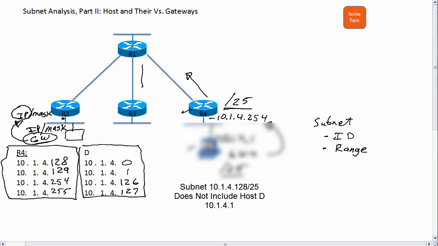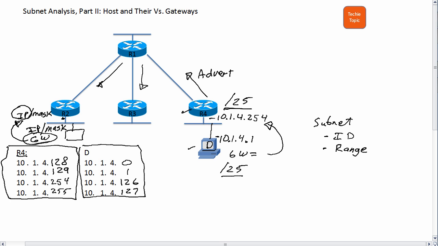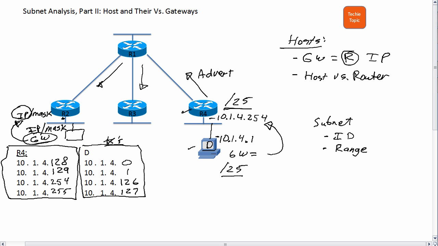When R4 advertises routes to the other three routers, they'll learn routes, but that route won't match host D's IP address. It's not in the same range. As it turns out with this particular mistake, host D cannot communicate anywhere off subnet because R4 and the rest of the routers don't have a route that matches D's IP address. In summary, when thinking about hosts and their default gateways, you want to make sure that the host gateway setting is equal to the actual router's IP address on that LAN, and you want to check the router and host IP address and mask combos to see if they agree as to what the subnet is.